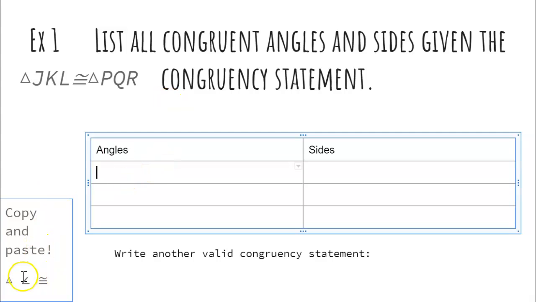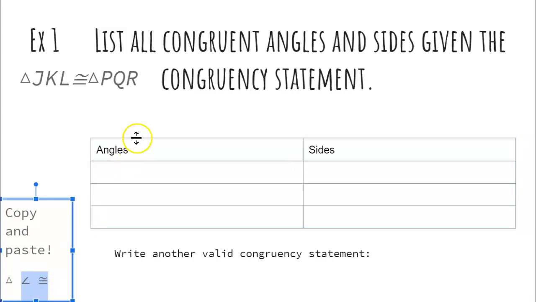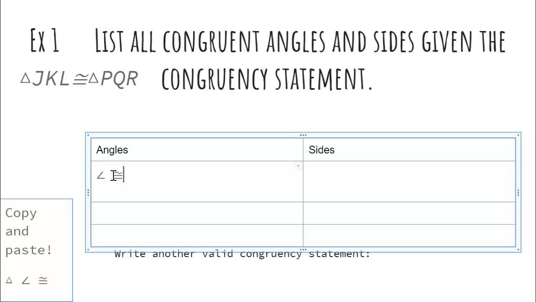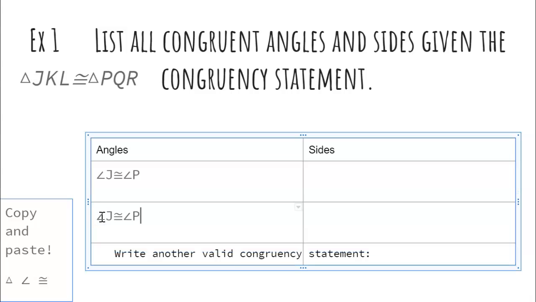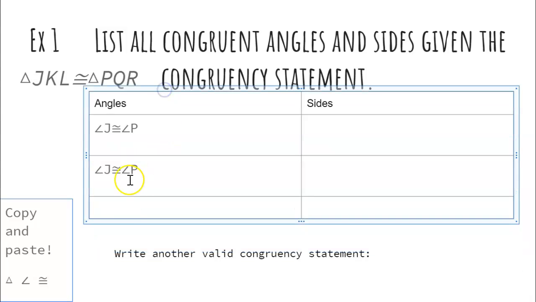So we can start off with, and I'll need both the angle and the congruency symbol. So we can start off with angle J. Now angle J is the first letter in the congruency statement for this triangle. So we need to look at the first letter over here on the second one, which happens to be angle P. So I'm going to go ahead and copy that angle P. All right, now I'm lazy. I'm just going to copy and paste that statement over again, move this table up.